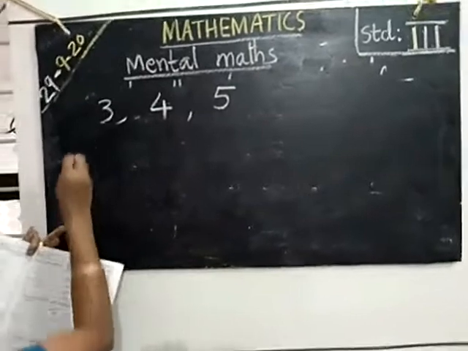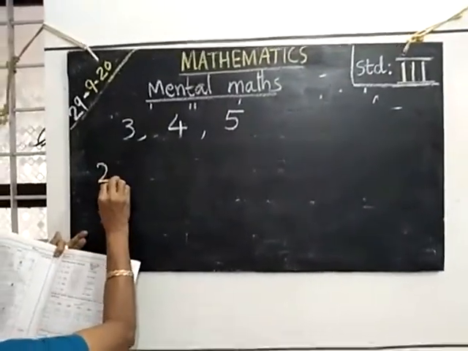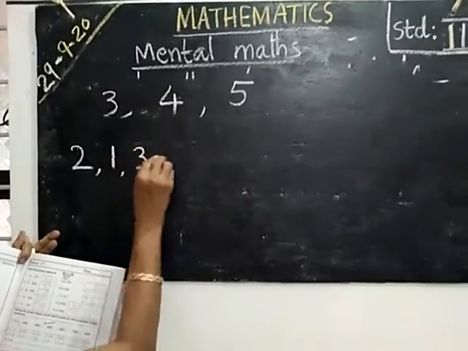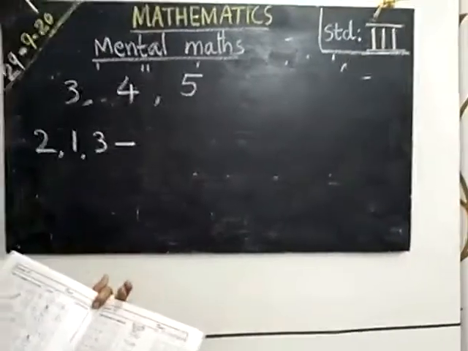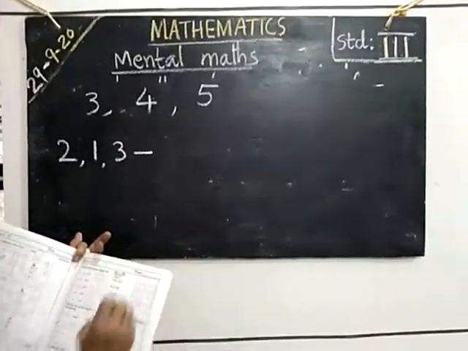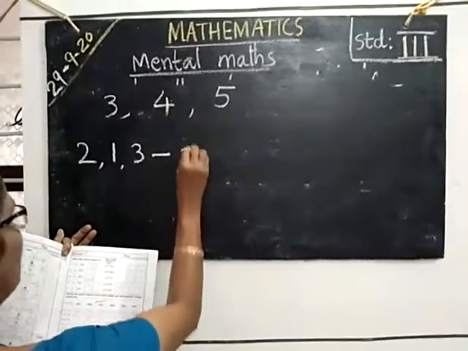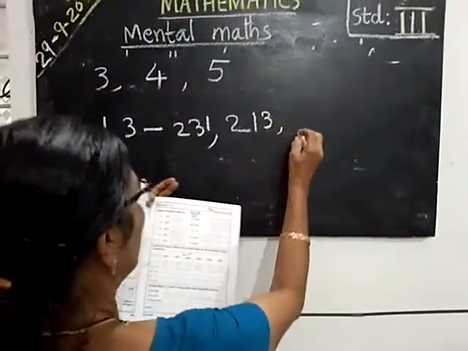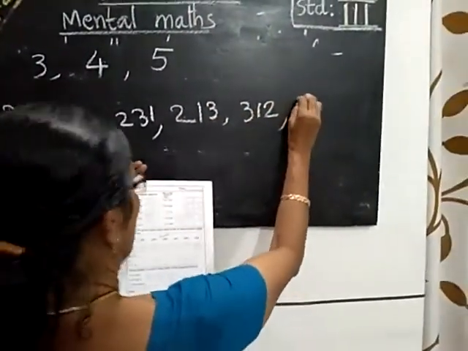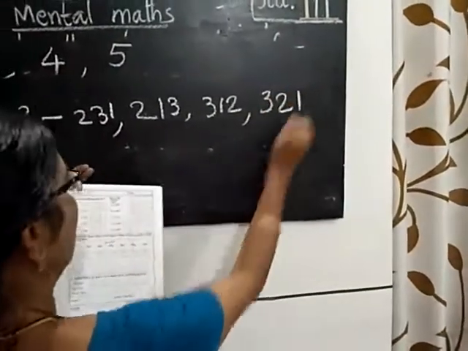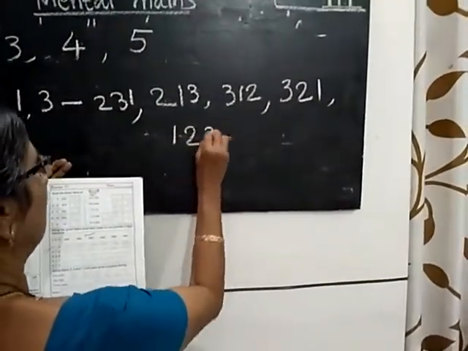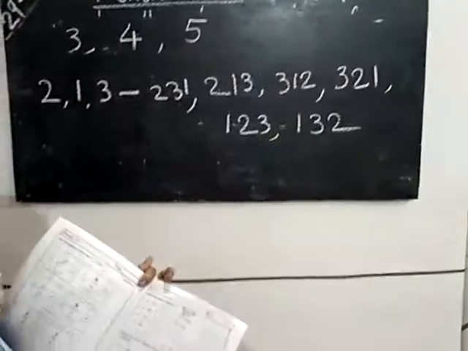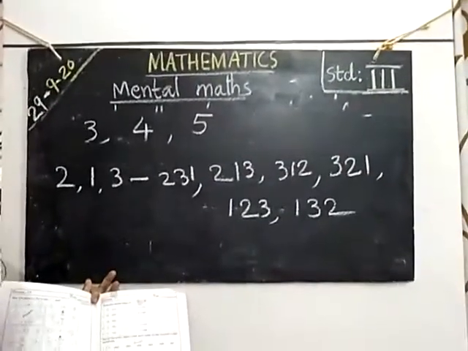Next one, 2, 1, 3. Using these digits, can you tell how many numbers you can make? You see, 231, 213, 312, 321, 123, 132. Like that, you use each digit only once.